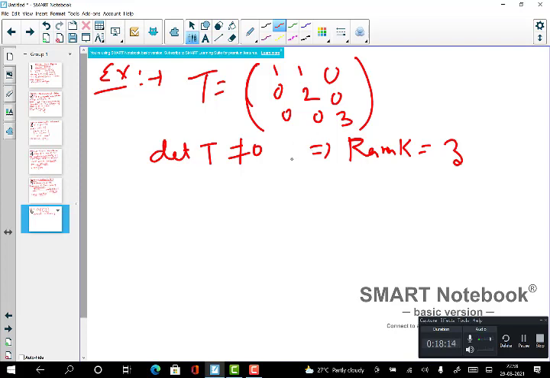Yeah, so the rank is 3. So what does that mean? Rank of T is 3, and the dimension of V is 3 also. So this is mapped from R3 to R3, right?